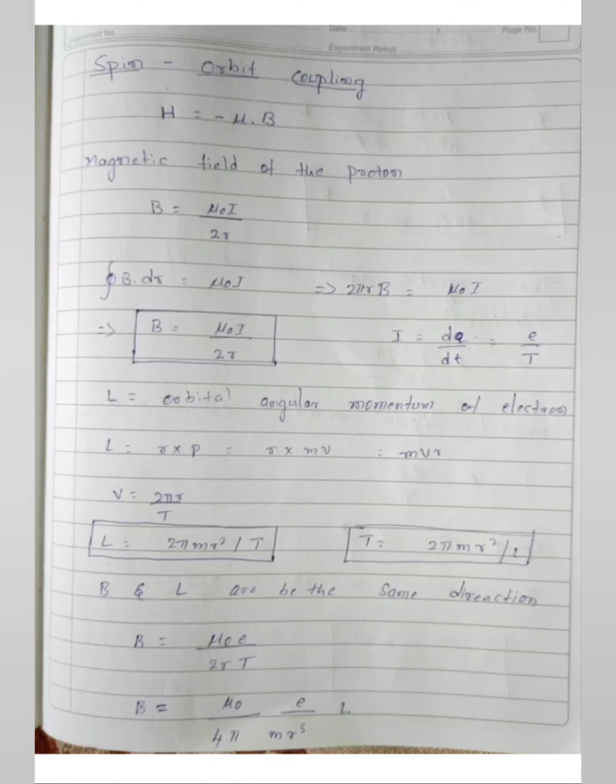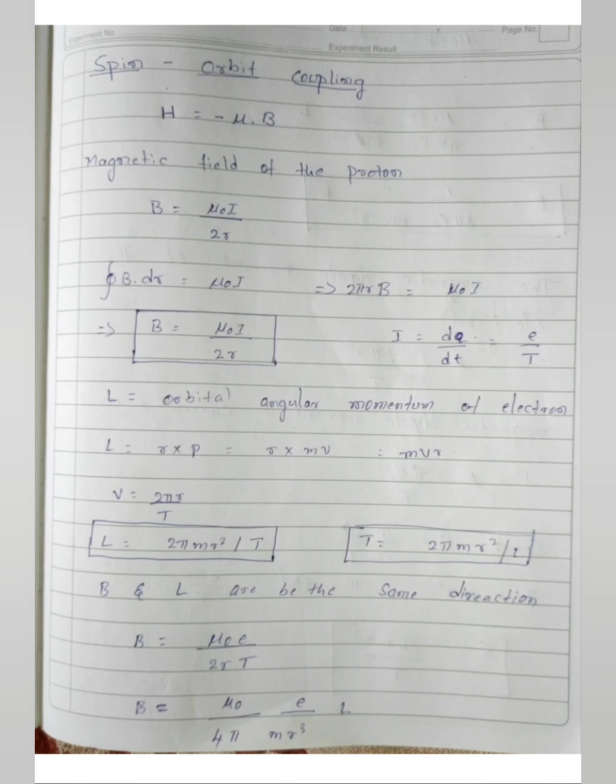So this is the spin orbit coupling. Today we discuss the spin orbit coupling. There is a coupling between the magnetic field due to the orbital motion of the electron and the magnetic moment due to the spin angular momentum of the electron. H indicates the Hamiltonian, which is equal to minus mu dot B.